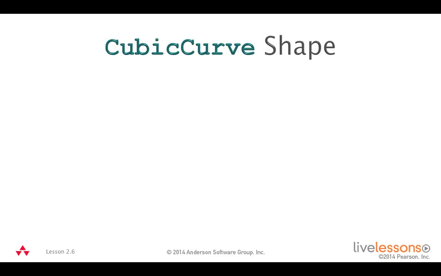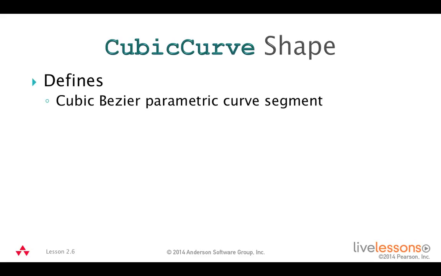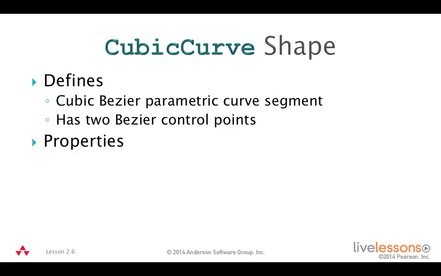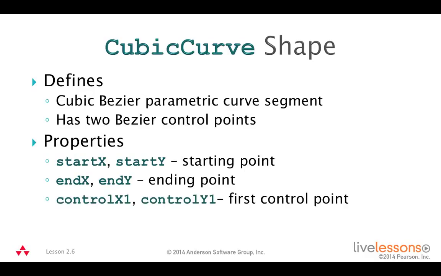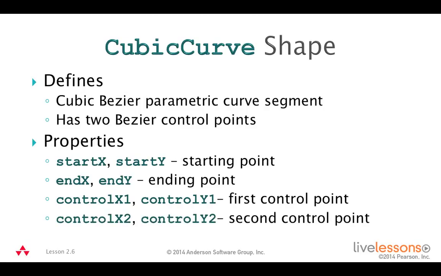In JavaFX, you can also draw cubic curves. A cubic curve is a cubic Bezier parametric curve segment. This curve segment has a starting point, ending point, and two control points. Here are the properties. Start x and start y define the xy coordinates of the start point of the cubic curve segment. End x and end y are the ending xy coordinates. Control x1 and control y1 define the xy coordinates of the first control point of the cubic curve segment. And control x2 and control y2 define the xy coordinates of the second control point.